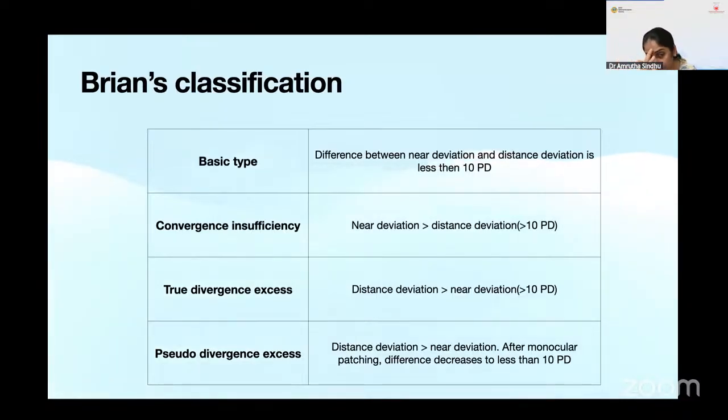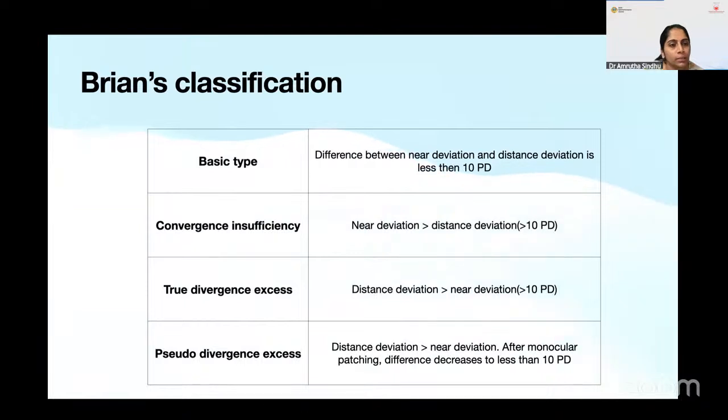So why does this happen? This pseudo divergence is because at near they try to use the convergence. So because of the convergence, they don't deviate much. Because of that, it looks as if the near deviation is less. When you do a prolonged monocular patching, which is also called as patch test, which I'll show you with a video how it is done, when you patch one eye for more than half an hour to 45 minutes, the fusion is completely disrupted. That is when you get the maximum amount of deviation. So that is called a pseudo divergence excess type. So this is one classification.